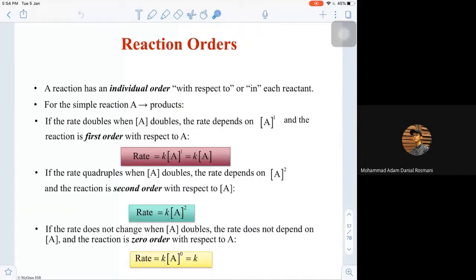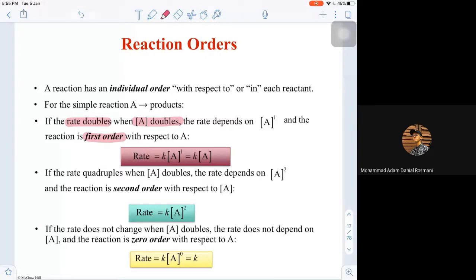Just to recap, for a simple reaction where A produces a product, if the rate doubles when we double the concentration of A, with A as the only reactant, then the order for A is first order. If from 1 molar we double it to 2 molar and the rate also doubles, we can conclude that the order for A is first order. We will use this when we answer question number 9. If you look at question number 9 of your tutorial, it says use the data to determine qualitatively without calculation.